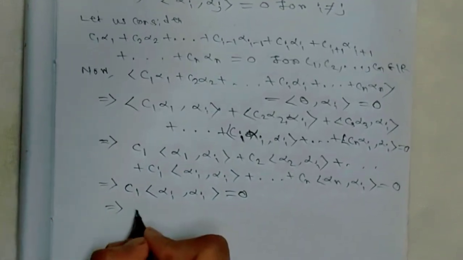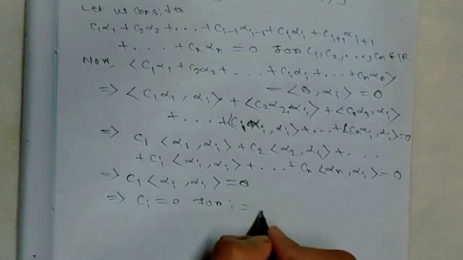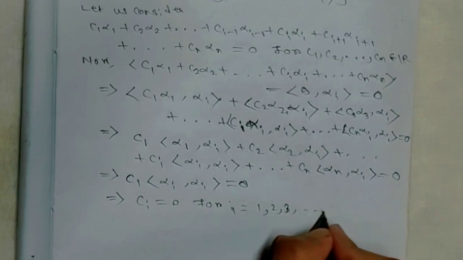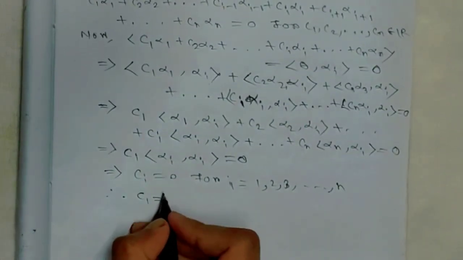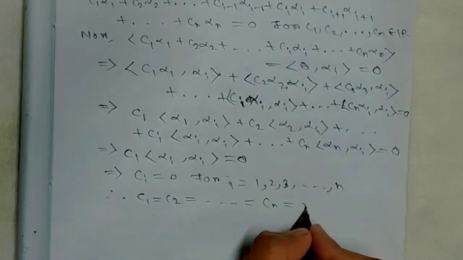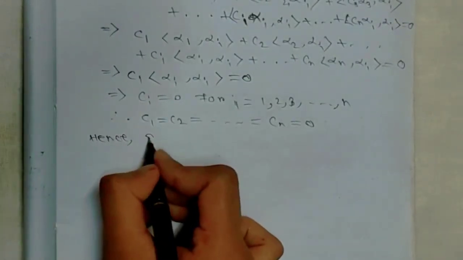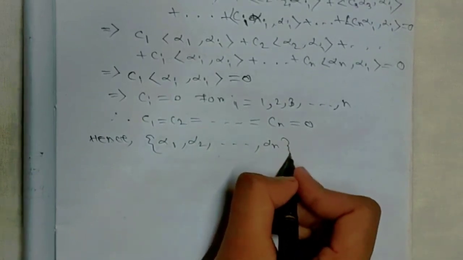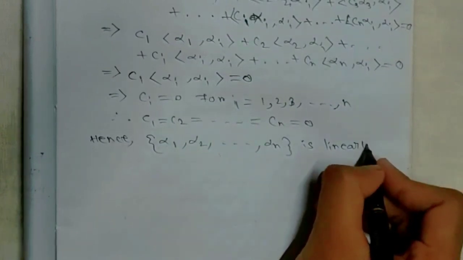That implies ci equals 0 for i equals 1, 2, 3, ..., n. Therefore c1 equals c2 equals ... equals cn equals 0. Hence alpha 1, alpha 2, ..., alpha n is linearly independent.